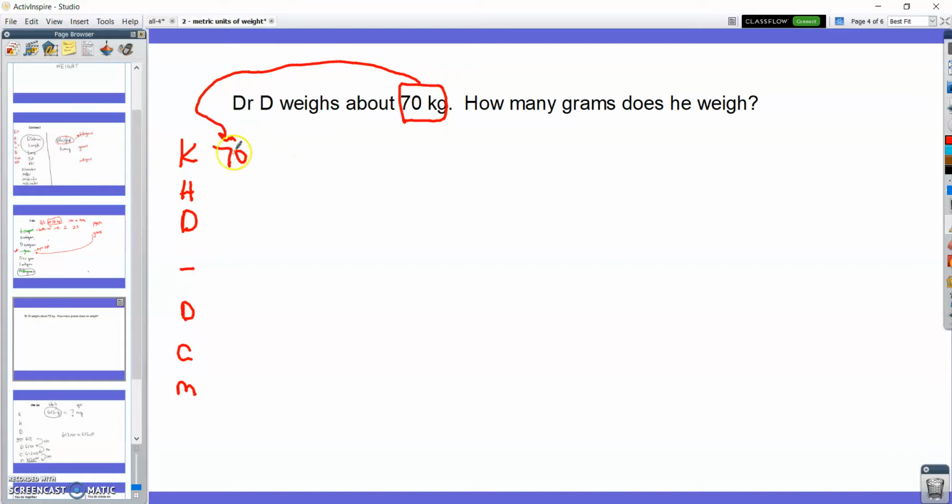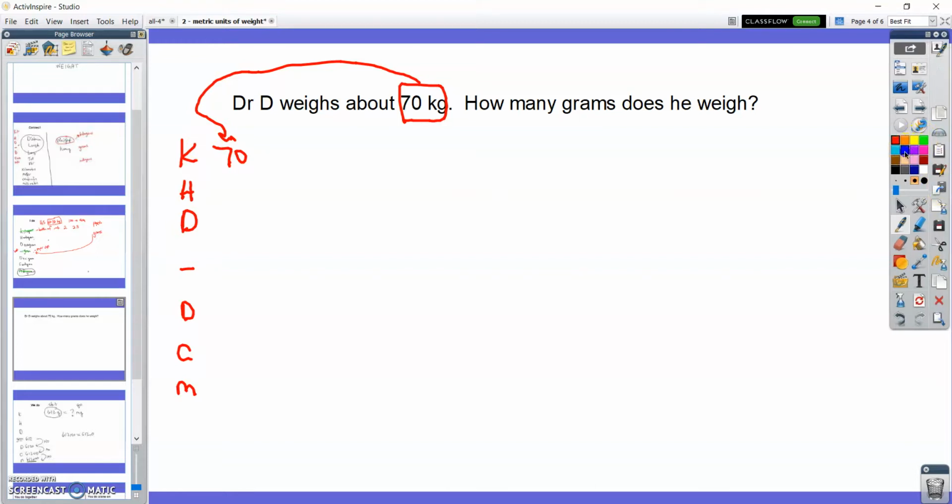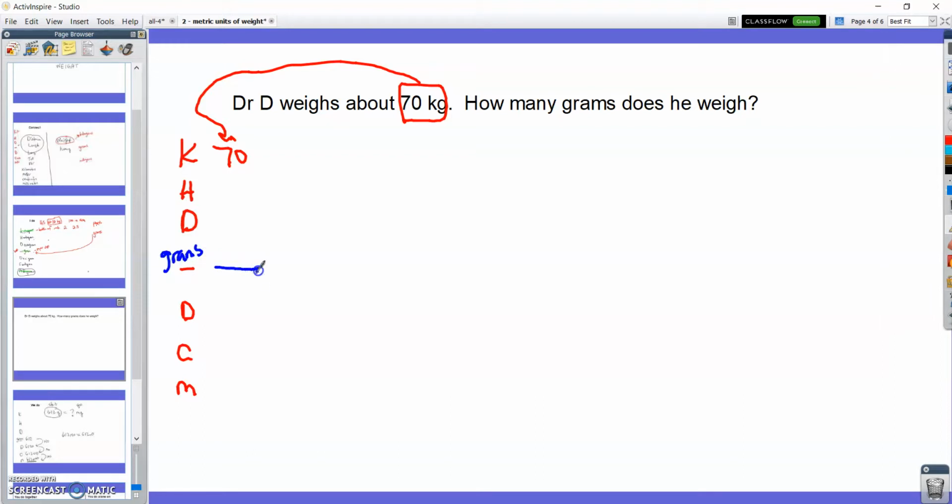And just like with the distance, each time you go down one space on the chart, you're multiplying by 10. So there are 10 hectograms in 1 kilogram. I want to know how many grams I weigh. That's the base. So I'm going to keep going till I get here. So 10 hectograms are in a kilogram, so I multiply by 10 here. 70 times 10 is 700. So I weigh 70 kilograms, I also weigh 700 hectograms. Again, not a unit you're ever going to hear.